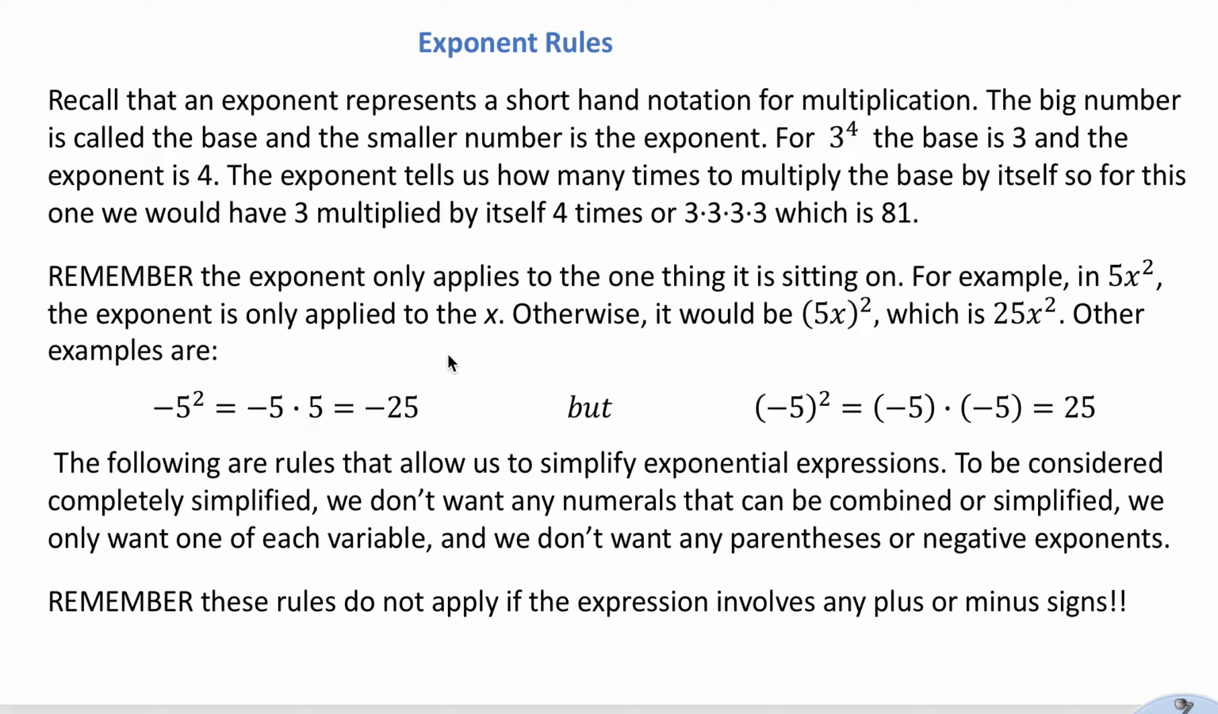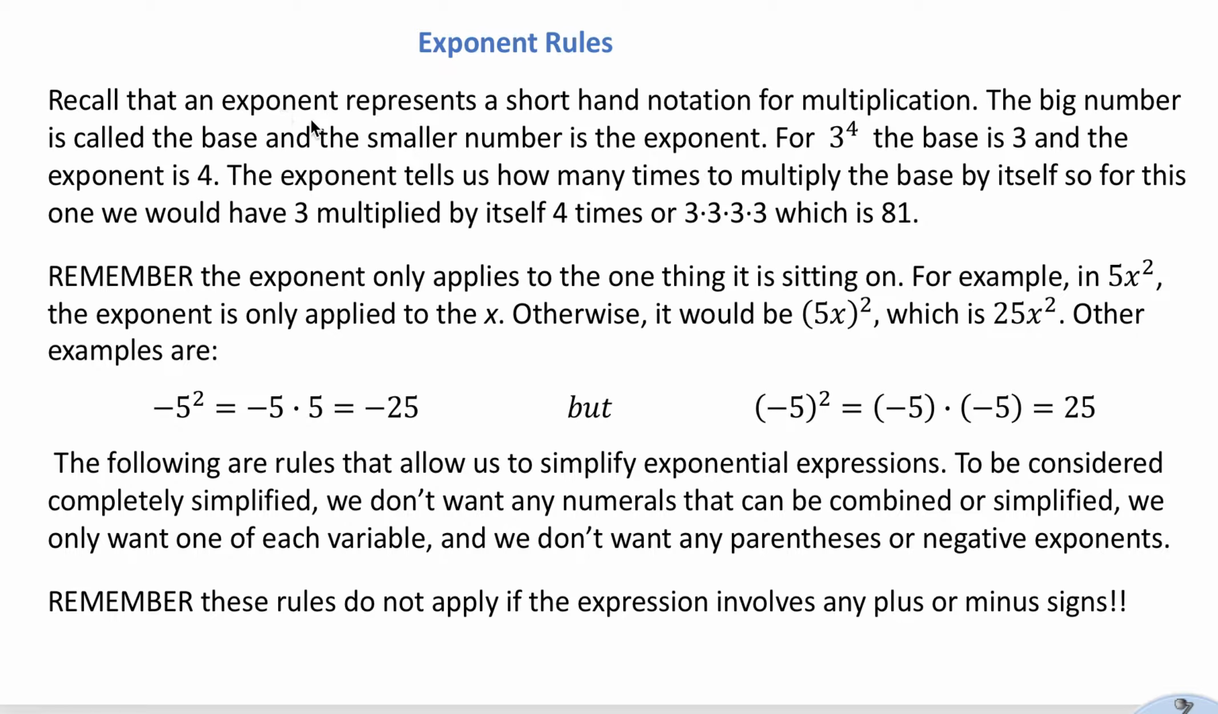Okay, let's look at our exponent rules. Recall that an exponent represents a shorthand notation for multiplication, right? The big number is called the base and the smaller number is the exponent. So if I had a number like this, the 3 is the base and the 4 is the exponent. And the exponent tells us how many times to multiply the base times itself. So this is the same thing as 3 times 3 times 3 times 3.